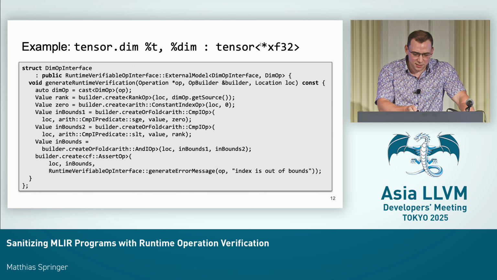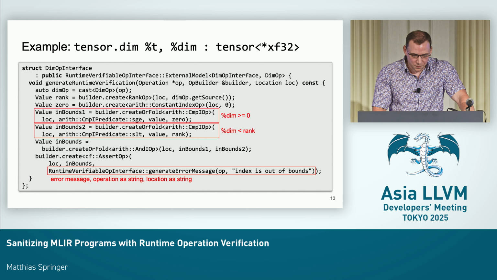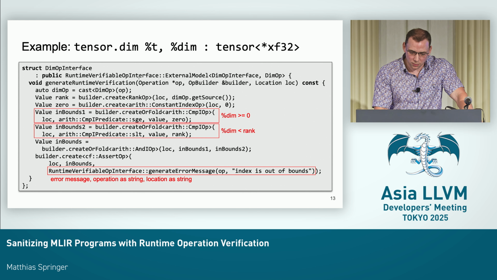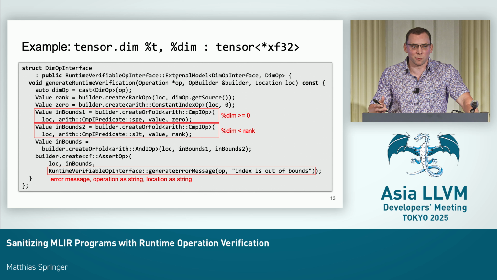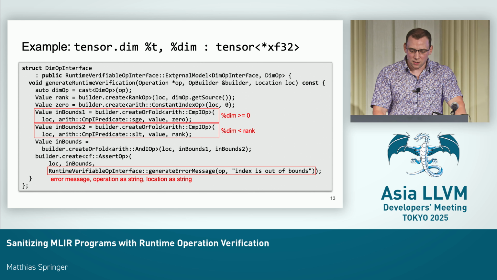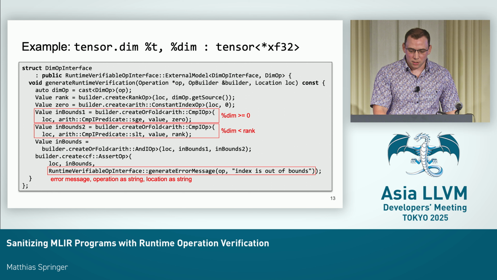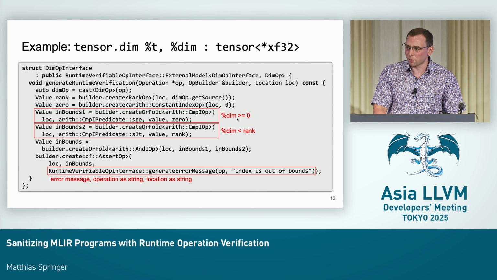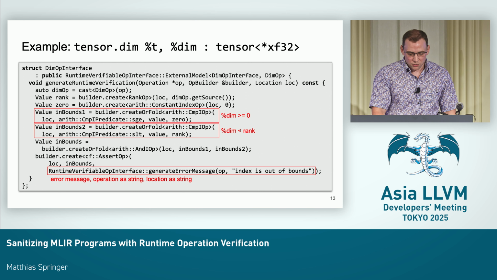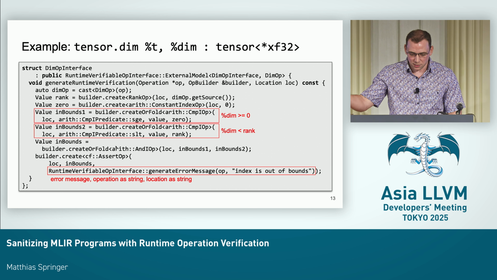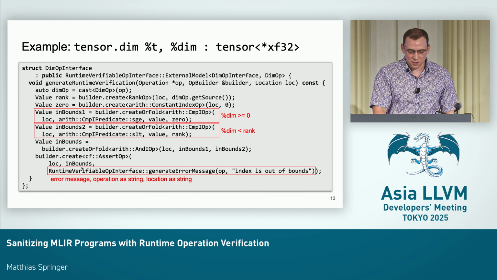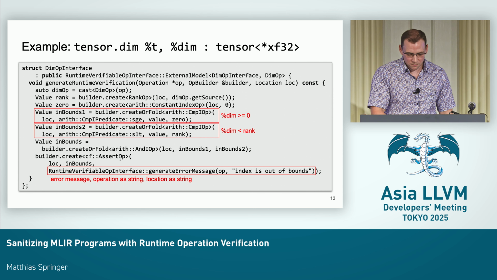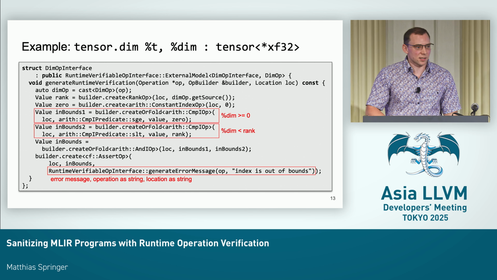So that's something you can check with runtime op verification. This is actually how it is implemented today. All of this is an external model, which is just an implementation detail, but it's one way in MLIR to implement op interfaces. The implementation is quite simple. We query the rank of the %t, and then we need two checks. We have to make sure that the dimension that we're querying is greater or equal to 0, and smaller than the rank. If both of those are the case, everything is fine. Otherwise, we should generate an error message. For that, we create this cf.assert operation, kind of like a C assertion, and we have this helper function here, which generates a nice error message for us.